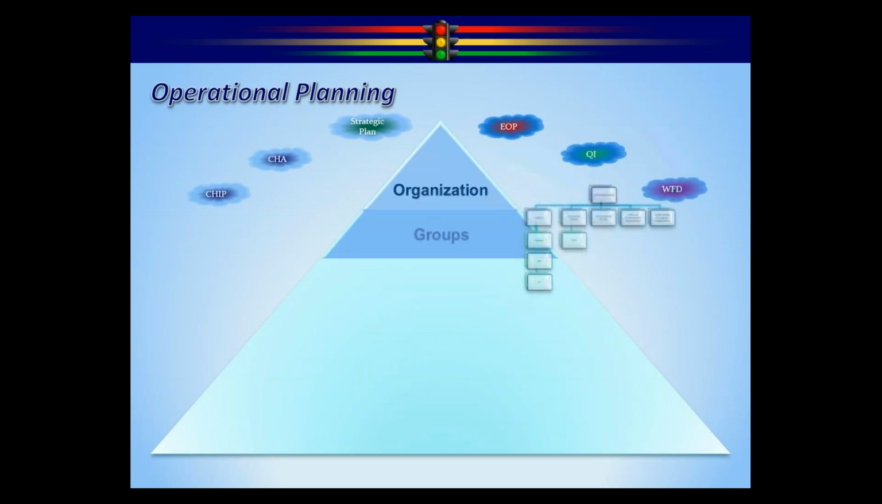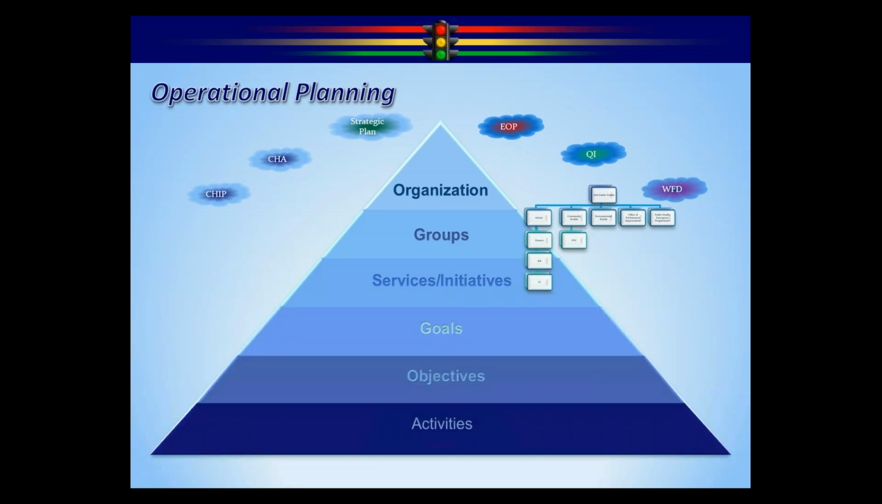Remember the pyramid again. Organization is your health department. Groups is the structure of your health department. Each group has a set of services or initiatives. Services are ongoing things. Initiatives are future things you're trying to do. And then each one has a set of goals, objectives, and activities.